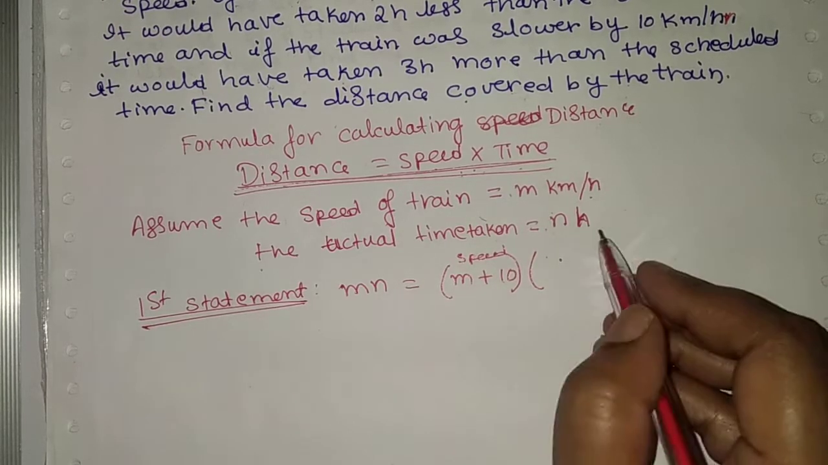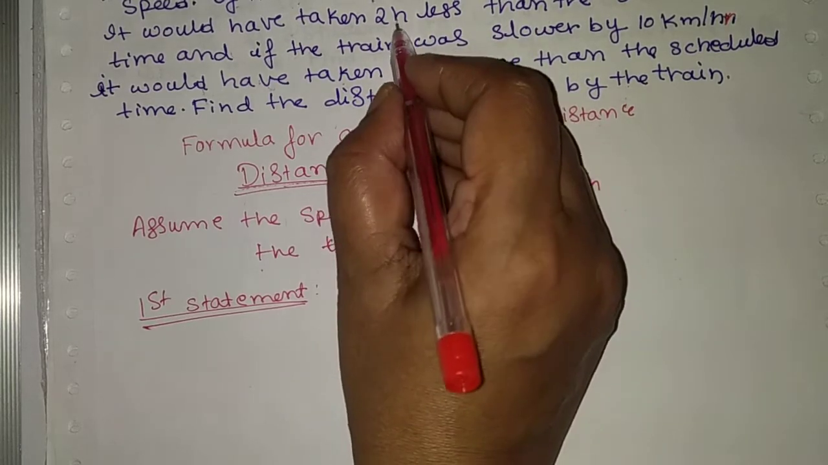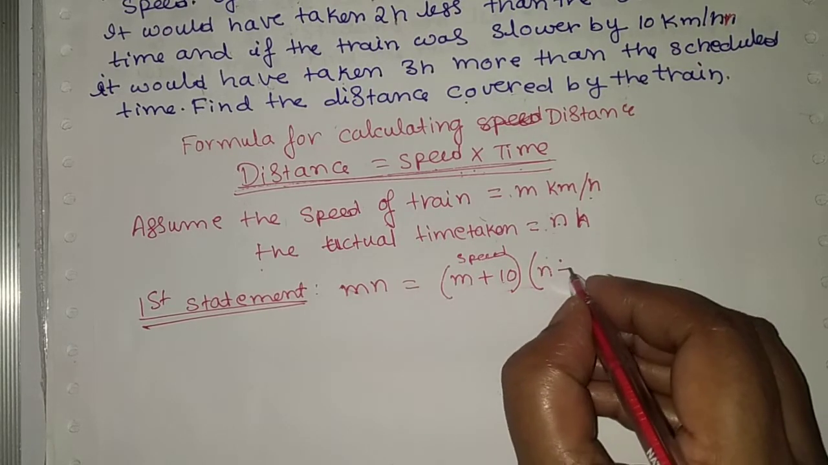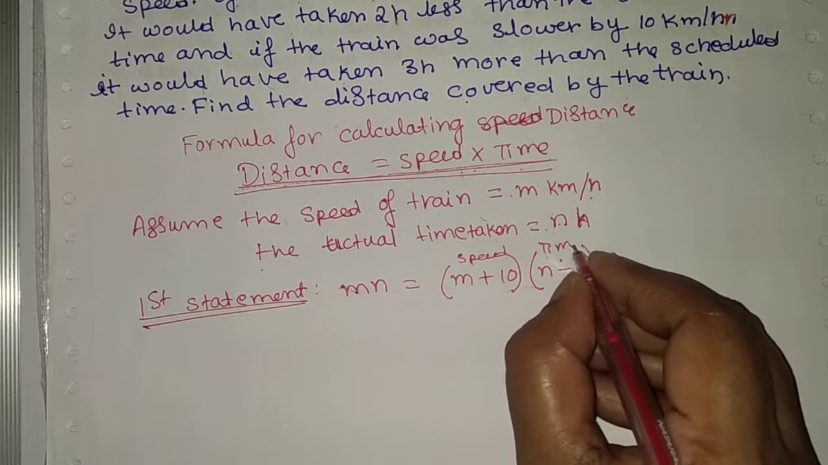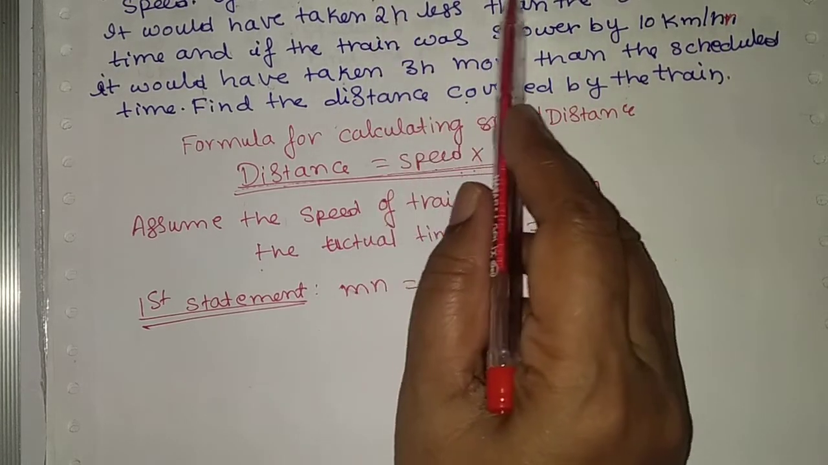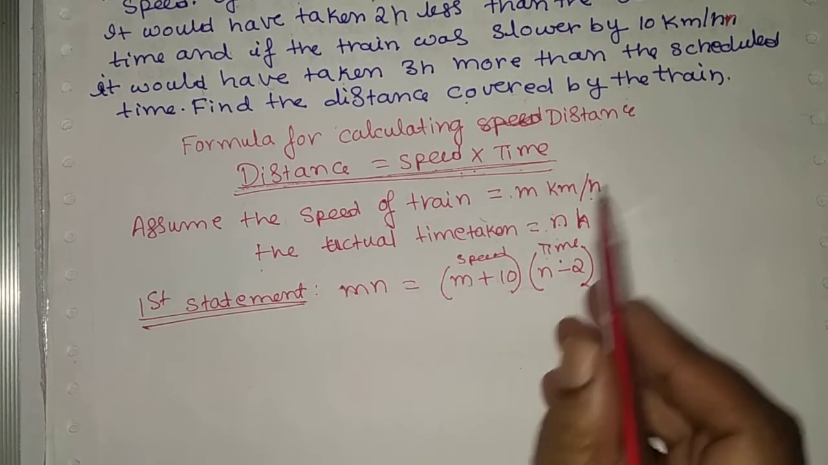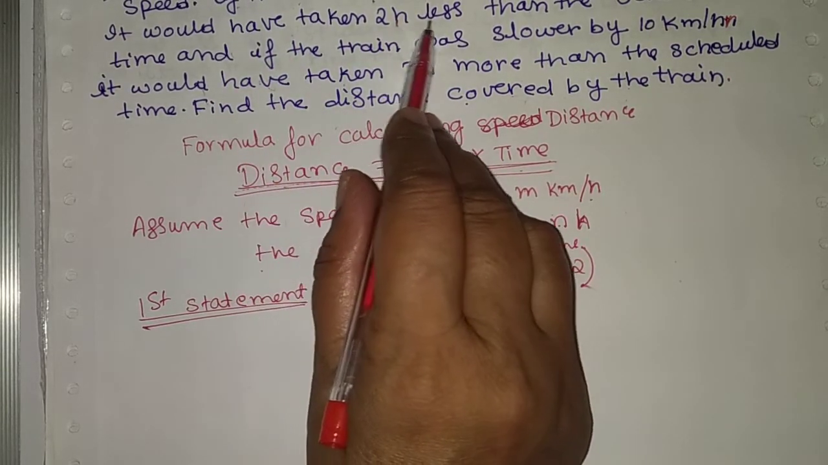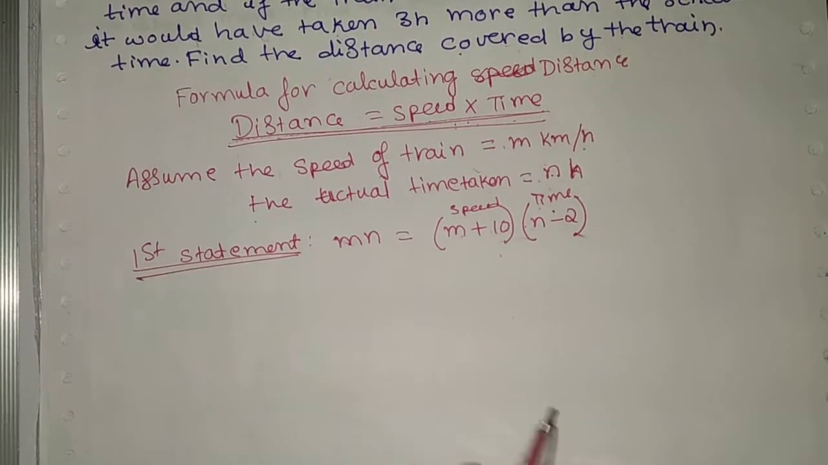Then what is the time? It would have taken 2 hours less than the scheduled time. So n is the time taken, minus 2 we have to write. So this is the first statement: m into n is equal to, speed plus 10, into time, n minus 2.